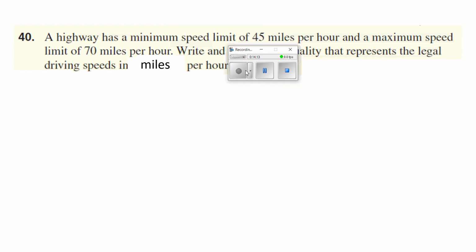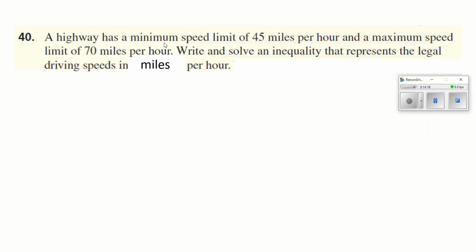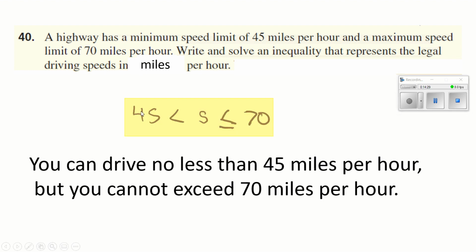Next. It says here a highway has a minimum speed limit of 45 miles an hour and a maximum speed limit of 70 miles an hour. Write and solve an inequality that represents the legal driving speeds in miles per hour. Well, this tells me that I would have 45 is less than s, but s is less than or equal to 70, right? Remember, the minimum speed limit is 45 miles an hour, okay? I can't go 45 miles an hour, all right?